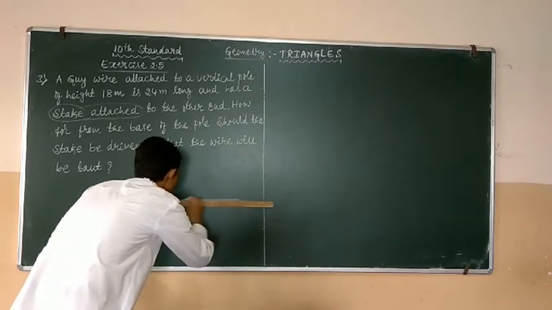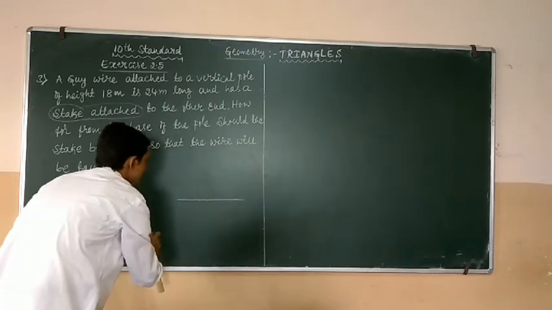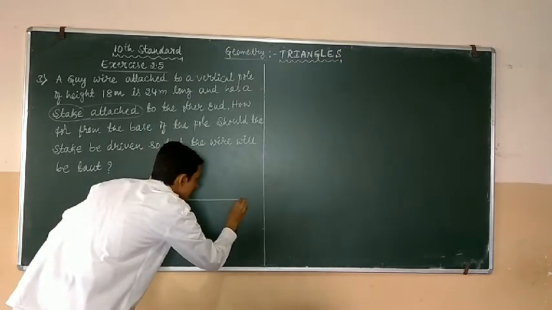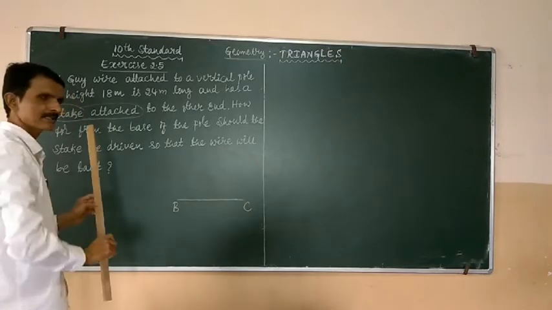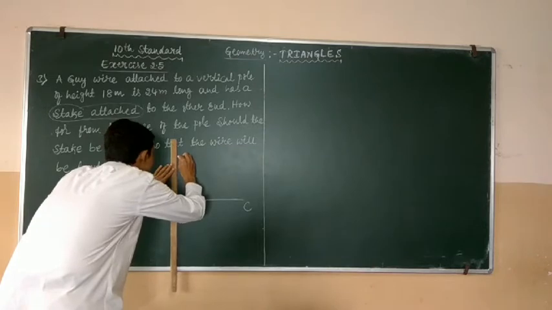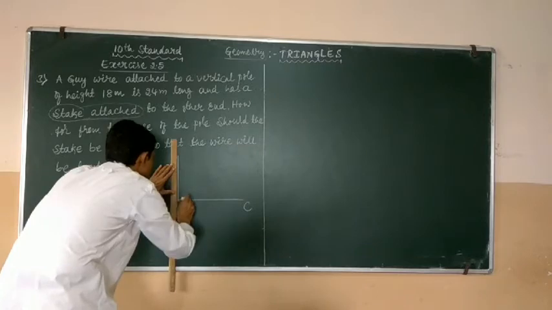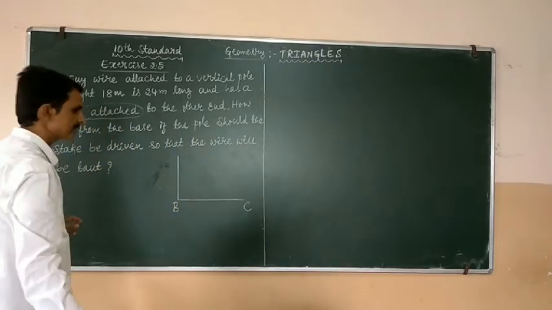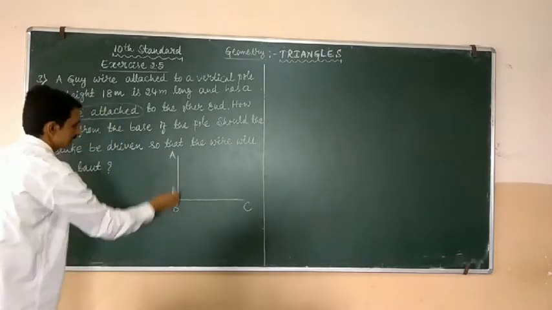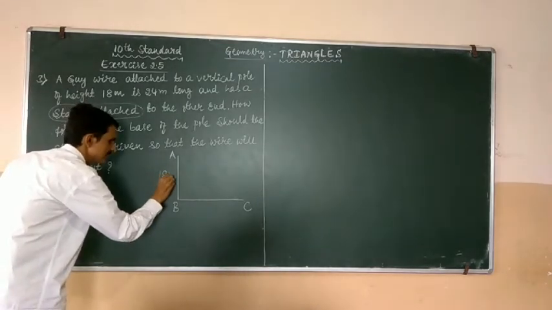So here, observe clearly, students. BC is the ground and AB is the height of the pole. So this AB is the height of the vertical pole. Its length is 18 meter.